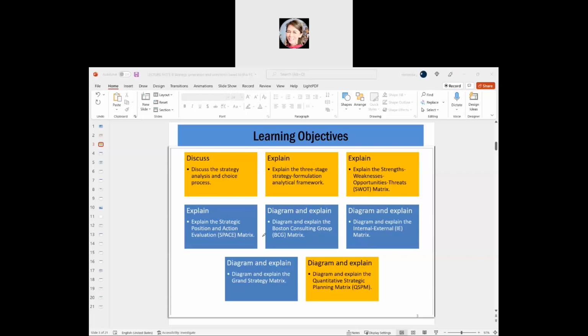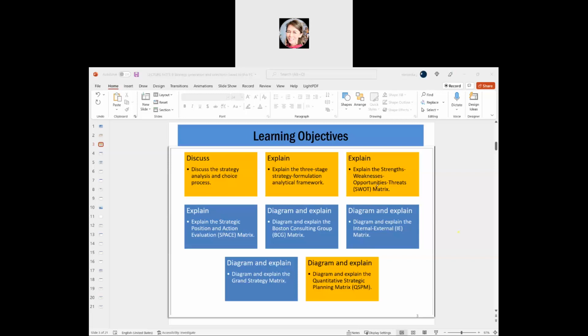Now, these are actually tools or techniques, starting from here: SWOT matrix, SPACE, BCG, IE, Grand Strategy Matrix and QSPM. These are all tools used by organizations to evaluate or to make decisions. Some organizations could choose not to use these; they may have their own. In other words, these are options or choices. Okay, now moving on to the next slide.